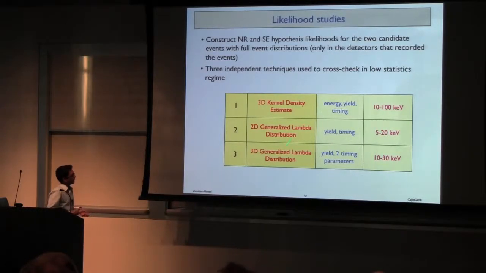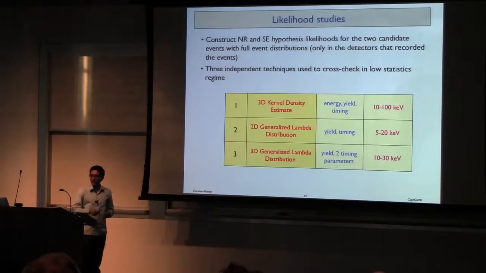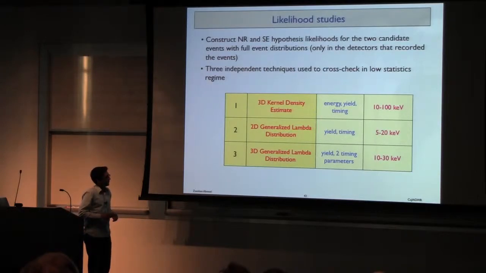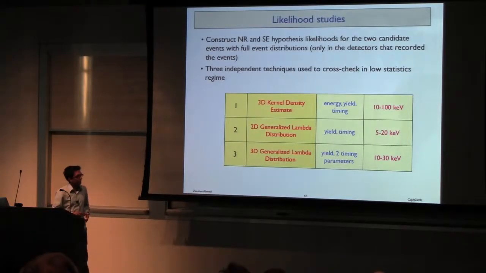And we do 2 other fitting schemes in which we use these generalized lambda distributions, which are great fitting tools and kind of conform to whatever data you have. And we do them in yield and timing in a 5 to 20 keV bin, and yield and 2 different timing parameters in a 10 to 30 keV bin. So this is all by way of doing cross checks.